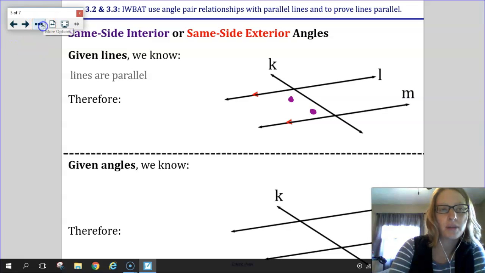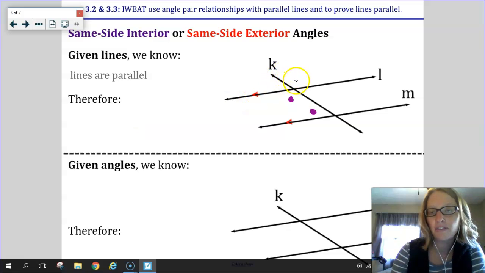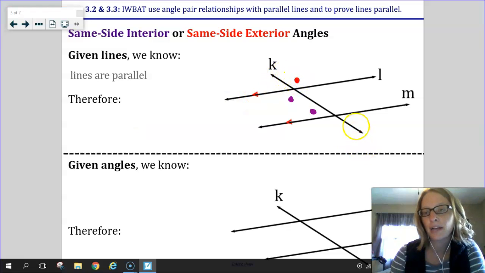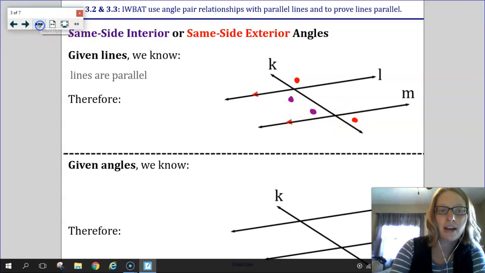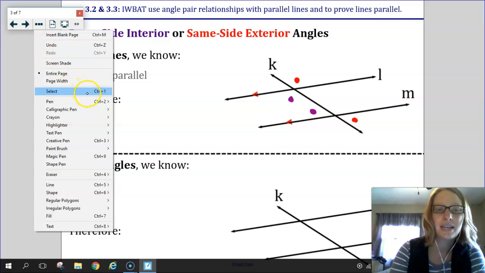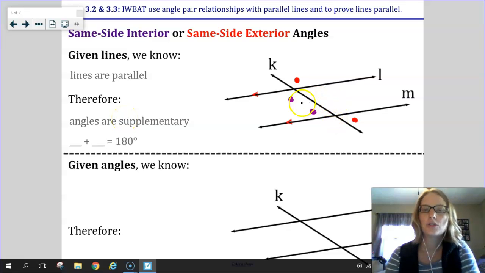Same thing if we were to look at a pair of same side exterior angles on the same side of K, but now outside of L and M, so exterior. Again, not congruent. This one also looks more obtuse, while this one down here looks more acute. These relationships are not, in fact, equal to each other, but instead supplementary, meaning that the angles will add up to 180 degrees. So the purple one plus the other purple, same side interior, would add up to equal 180. Or the two red angles, the same side exterior, would also add up to equal 180 degrees.